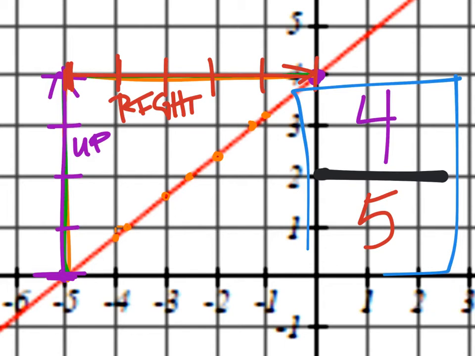Okay. Now, in the future, just so you guys understand, we are going to be calling the change in y's the rise, and the change in the x's, that's called the run.